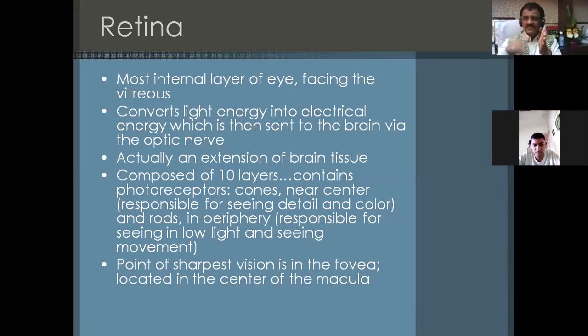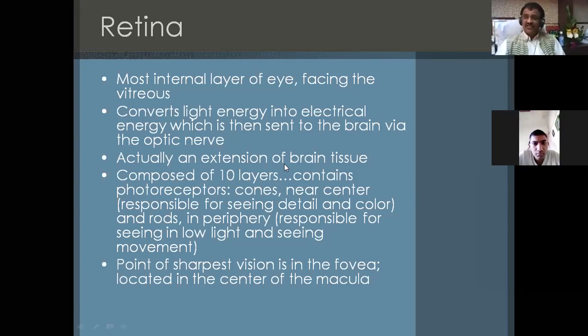Okay, as an impulse. So now electrical energy is converted, which is then sent to the brain via the optic nerve. Similar thing we saw in the ear. Internal ear मधून आपल्या ही जी नव आहे, what you call vestibulocochlear nerve, that takes the electrical energy.